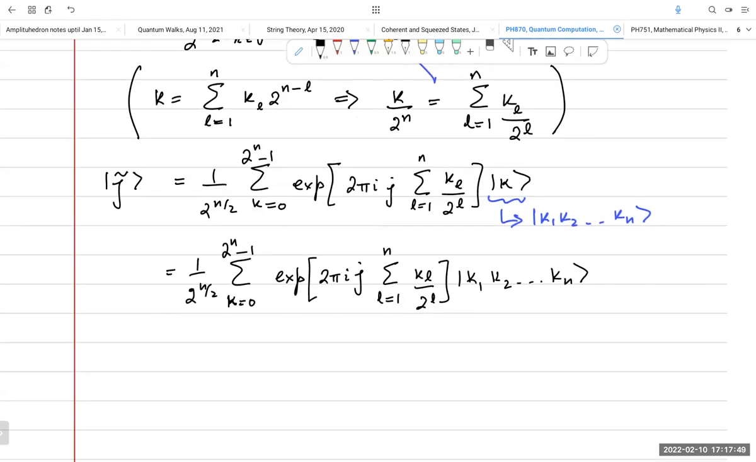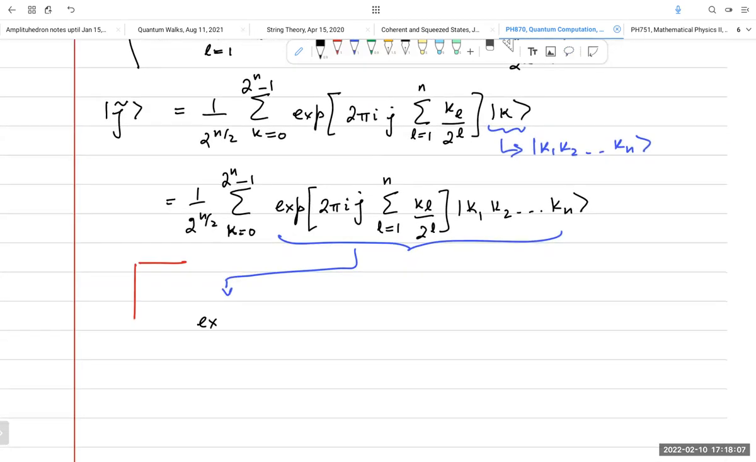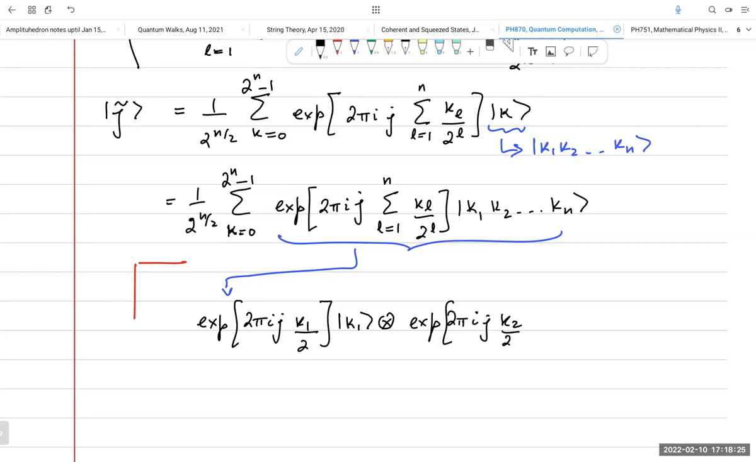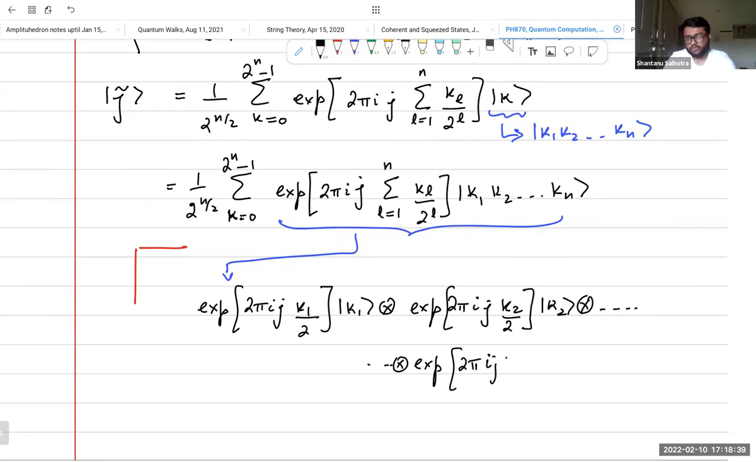And now if you look at this expression, what is this expression? You have a sum over here. So again, this expression becomes exponent 2 pi i j. I can write it as k1 by 2, and then k1, tensor exponent 2 pi i j k2 by 2, tensor k2, and so on, till the tensor product with exponent 2 pi i j k_l over 2^l.